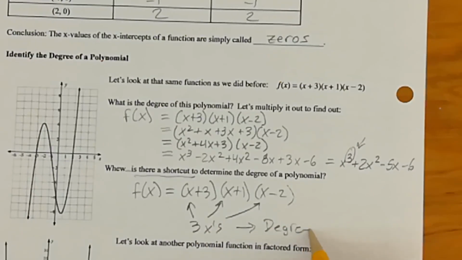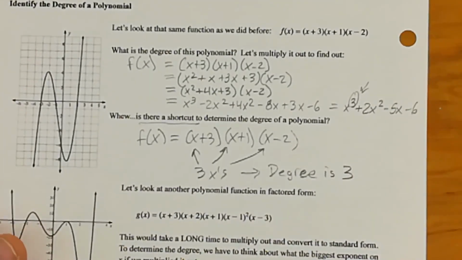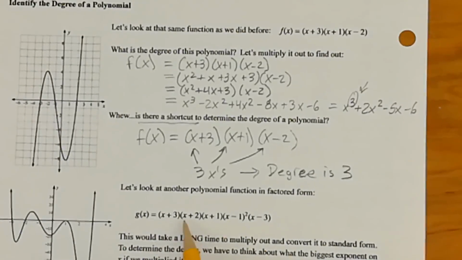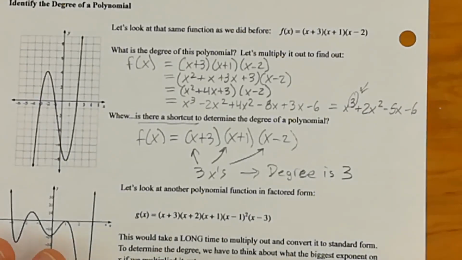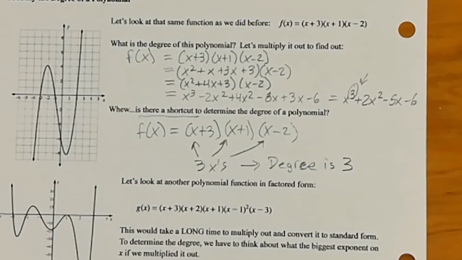Now you have to be a little careful here. What if we have this situation where we have an exponent of 2 on one of the factors here? We can call each of these binomials factors also. This would definitely take a long time to multiply out. We're not going to do that. So we're going to use this shortcut to determine the degree. We just count up the number of x's: 1, 2, 3, 4, 5. However, I did that wrong on purpose. We actually have 6 because this counts as 2.